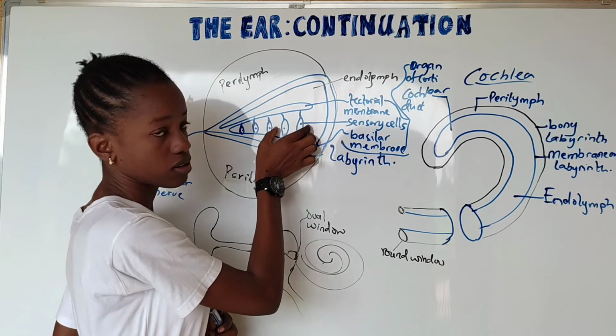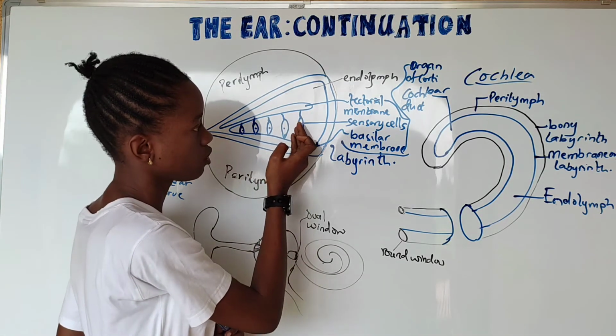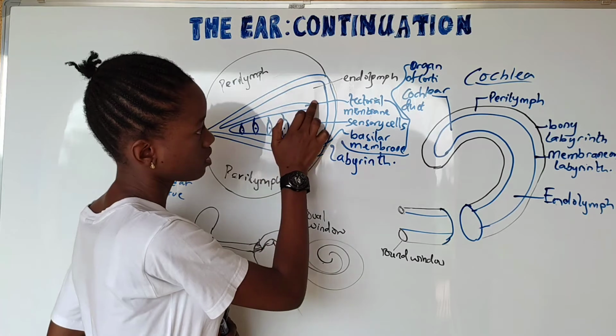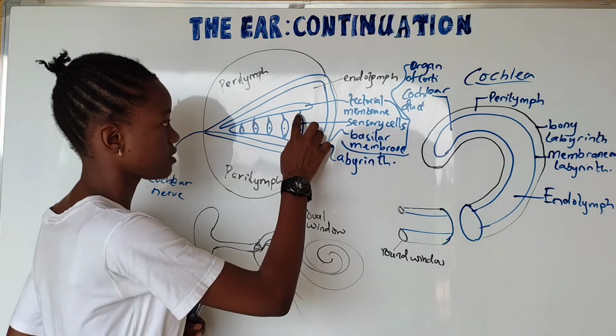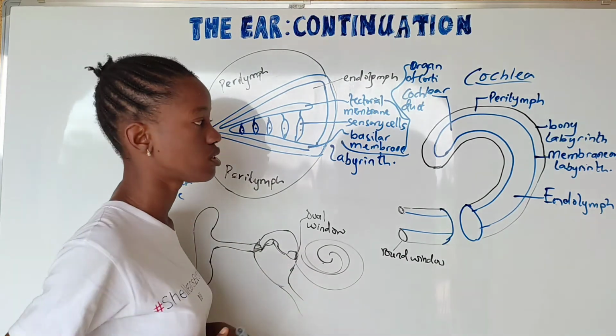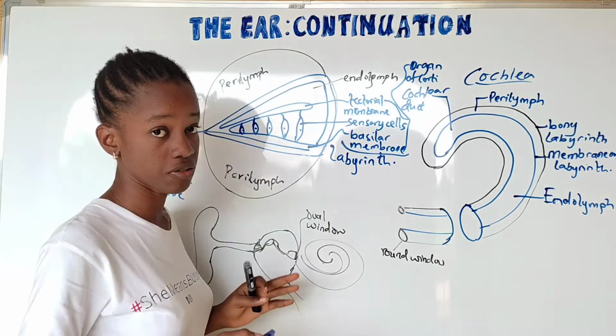When this moves, the heads of the sensory cells are going to press on the tectorial membrane. And when that happens, an impulse is sent through the cochlear nerve towards the brain. So that's actually the process of hearing.